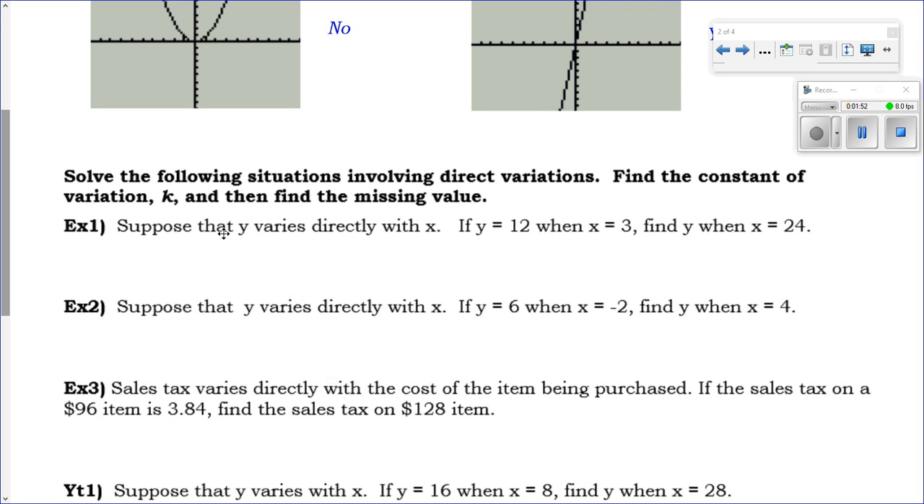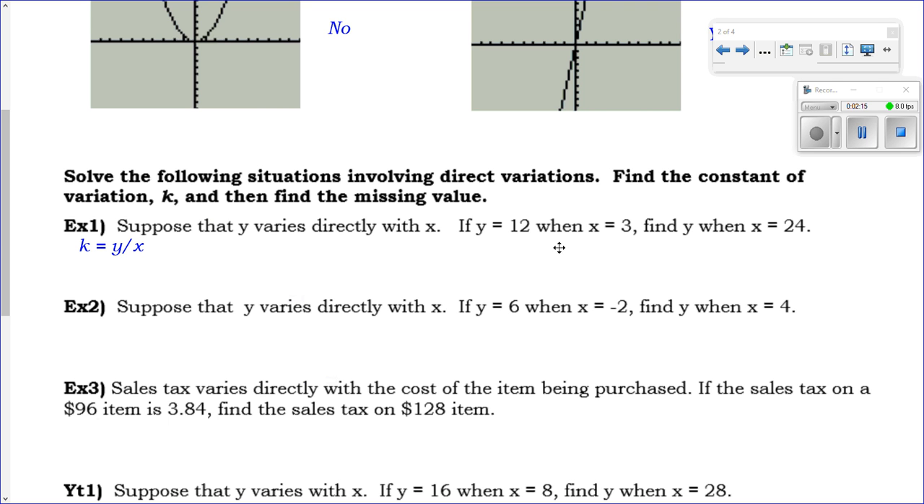So in the first example, suppose that y varies directly with x. With y equals 12 when x equals 3, find y when x is 24. So the first thing we need to do is find k. So we're going to do that secondary equation that we talked about. K equals y over x. Remember, we don't use that to write an equation, but we just use it to help us. And what we're going to do is plug in y and x.